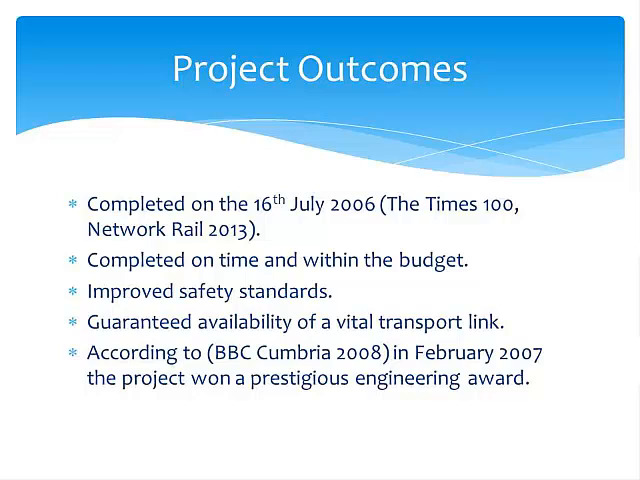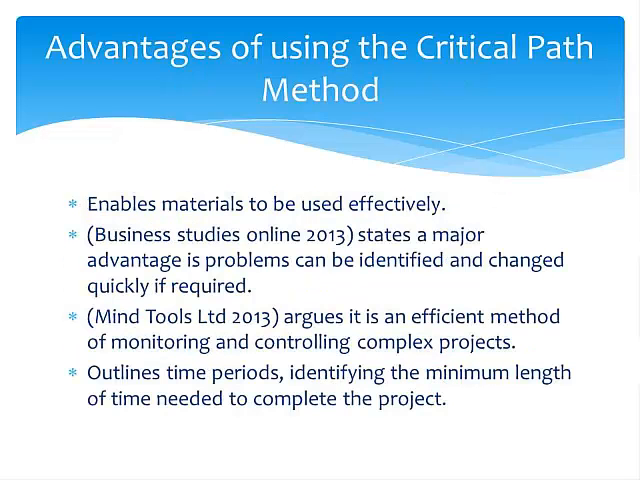Well, it was completed on 16th of July 2006, according to the Times 100 Network Rail 2013. The project was also completed on time and within budget, and it achieved the overall aim of the project, which was to improve the safety standards of the Leven Viaduct, and therefore guaranteed availability of a vital transport link to its customers for decades to come. In addition, according to BBC Cumbria 2008, in February 2007, the project won a prestigious engineering award, therefore improving the reputation of Network Rail in the process.